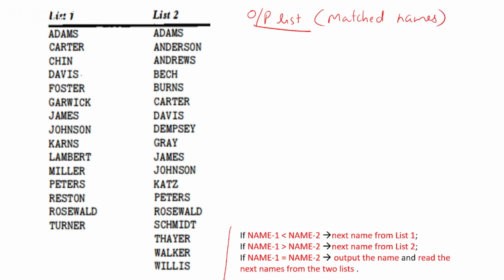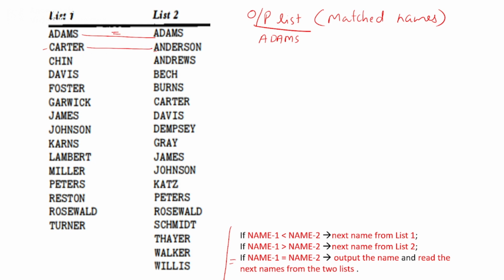Okay, so we will start from here. The name 1 I am going to take from list 1, name 2 is from list 2. So Adams and Adams both are equal, so I will write it in the output list. And then the third option I have done, when it is equal, output the name and read the next name from both the lists. So I will take it from list 1 and list 2. Both lists I need to advance now. So Carter and Anderson are the next names. So I will compare these two now.